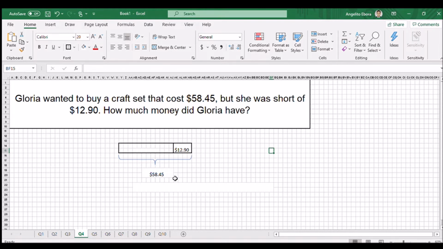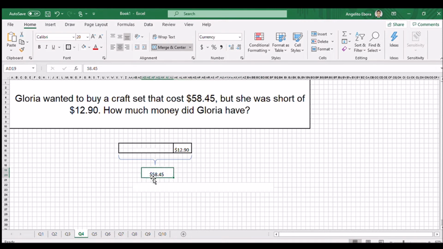Okay, so just imagine if you add $58.45, and you're going to add another one. So the price will be more than the original price of $58.45. So if your answer is subtraction, we will need to subtract these two numbers, then you are correct.